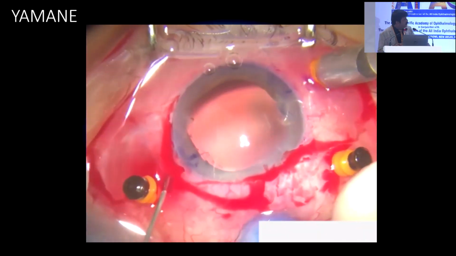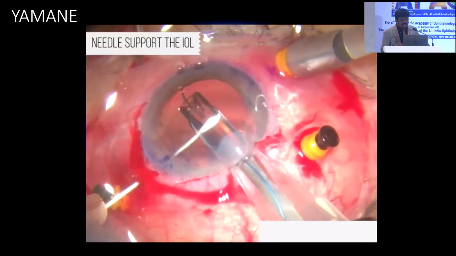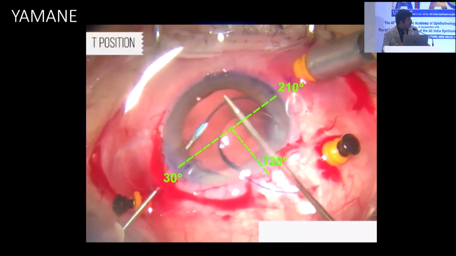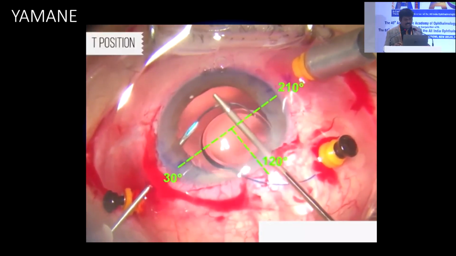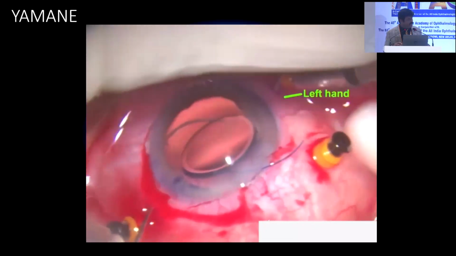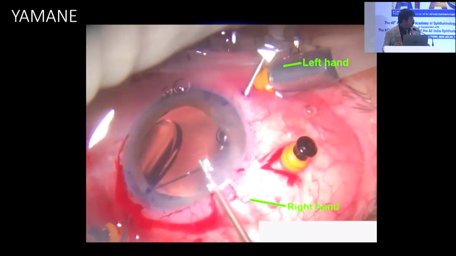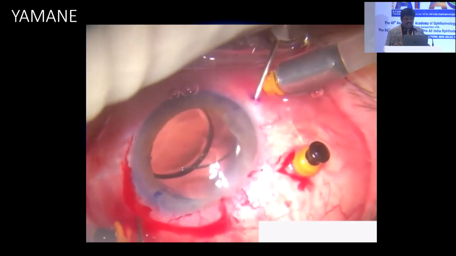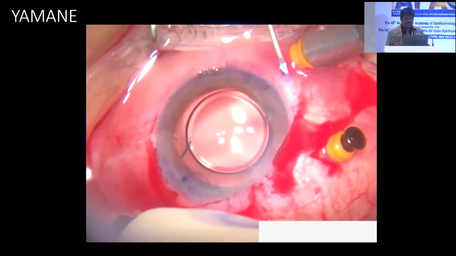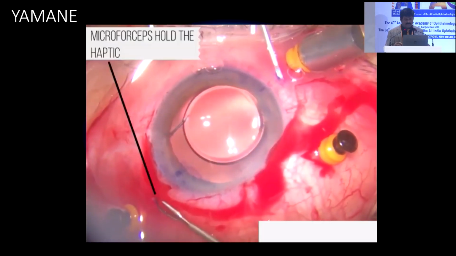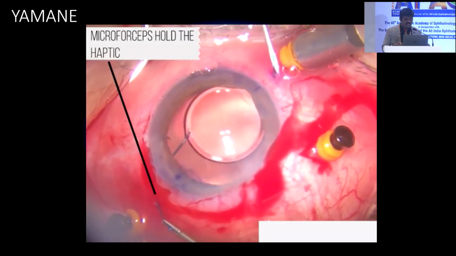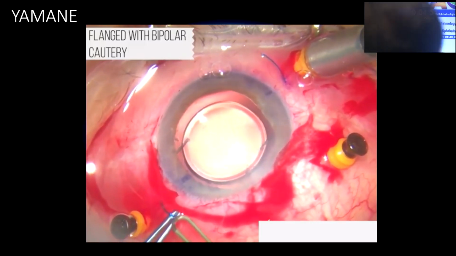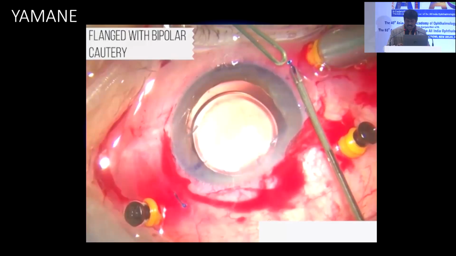The very small video: make both entries of the needle. The needle itself holds as a scaffold for the IOL over there. Use the trailing haptic and get it inside the needle and gently pull it out. Likewise, on the other side, use the needle, enter inside, feed the haptic inside the needle, and pull it out. Be gentle in your maneuvers and procedures, and then with the monopolar cautery, try to flange it on either side, and that's the end of the surgery.